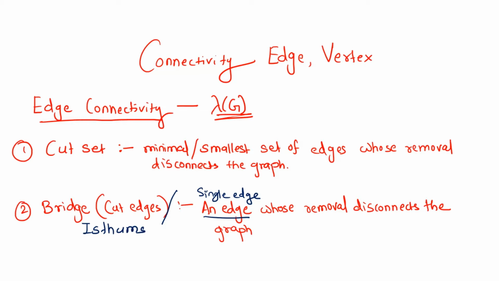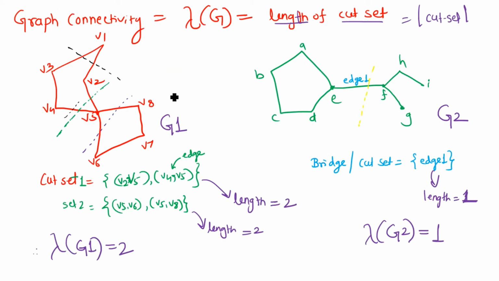So if I remove those edges, my graph will get disconnected into two or more portions. Those edges are called your cut set. And suppose you have just a single edge, and if you remove that single edge, your graph gets disconnected into two or more portions. Then that edge is called a bridge or isthmus. So let's take one example.